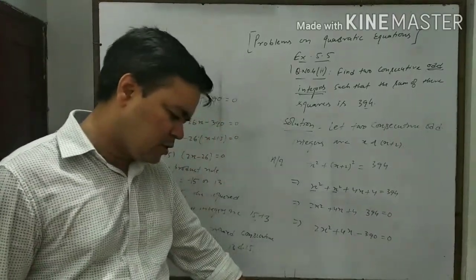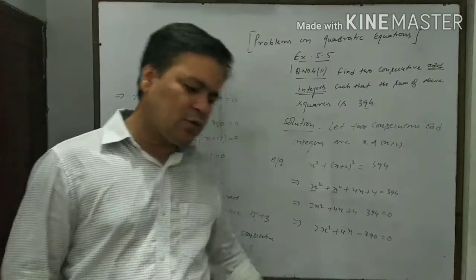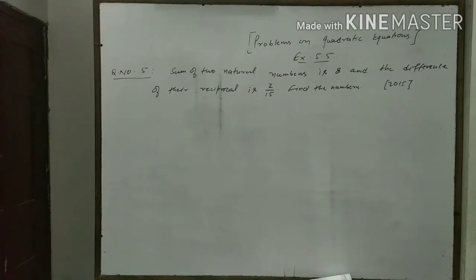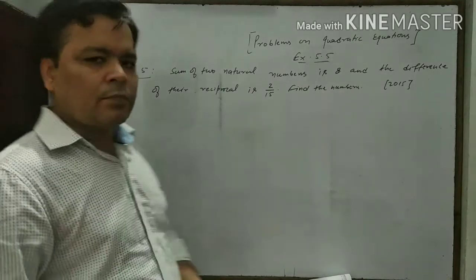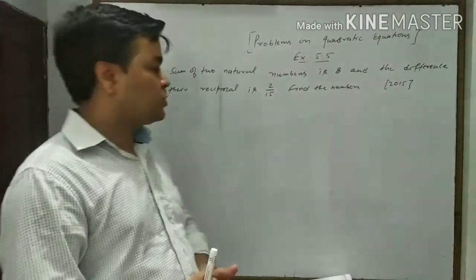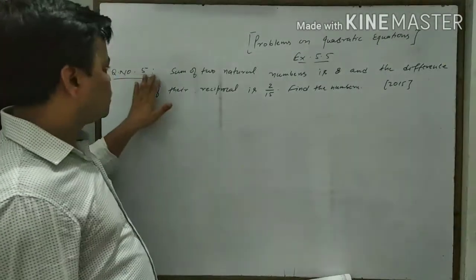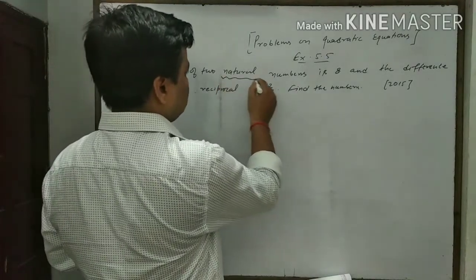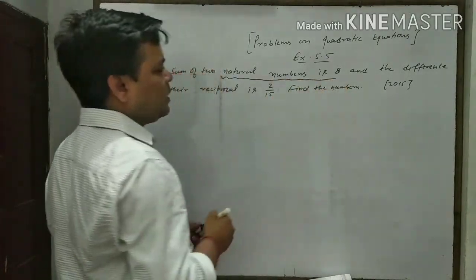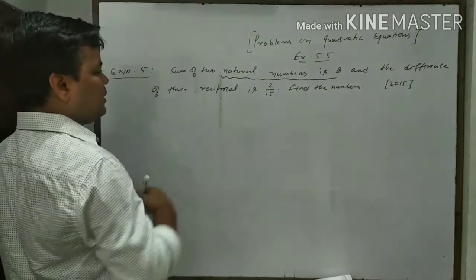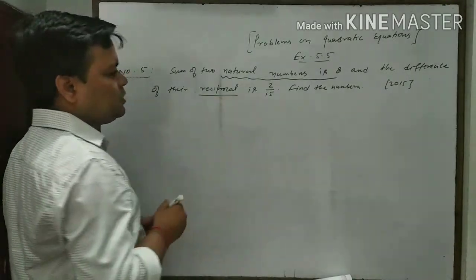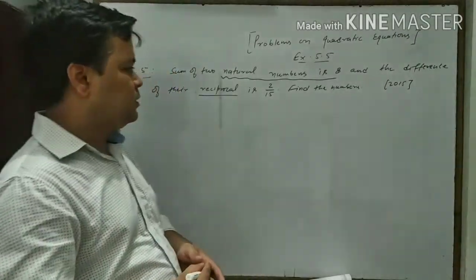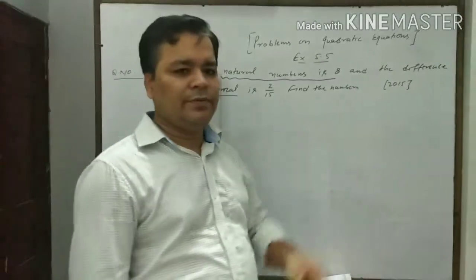Now let us see question number 5, which is asked in 2015. Here, according to question number 5, the sum of two natural numbers is 8 and the difference of their reciprocals is 2 by 15. Then find the numbers. This question is asked in 2015.